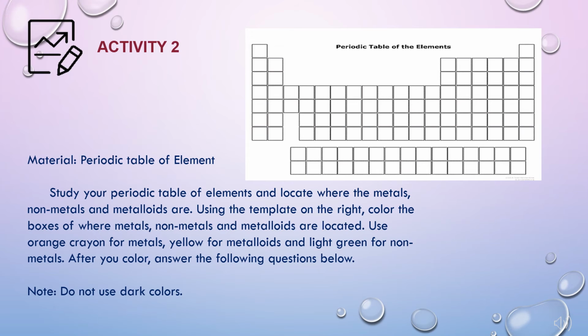In our periodic table, where are metals located? Where do you think metals are located in the periodic table? What about nonmetals? Saan makikita yung mga nonmetals sa ating periodic table? And what about the metalloids? Saan naman sila makikita sa ating periodic table?